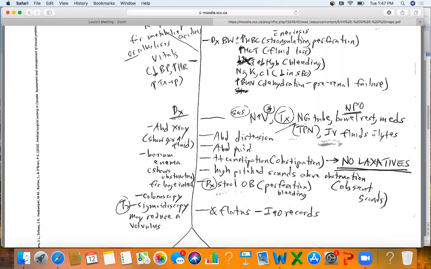Do we give laxatives for people who have a bowel obstruction? If so, why? If not, why? We absolutely do not give laxatives for a bowel obstruction. Most laxatives draw fluid into the lumen. That will exacerbate the obstruction and could potentially increase your chances of perforation.